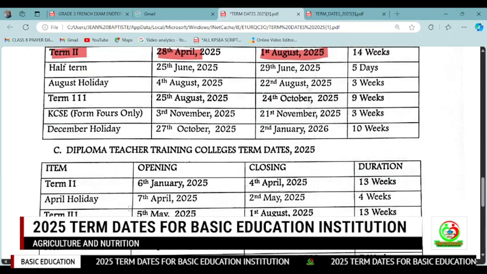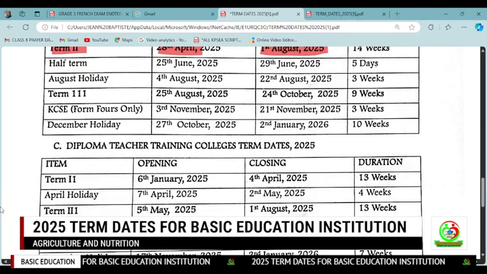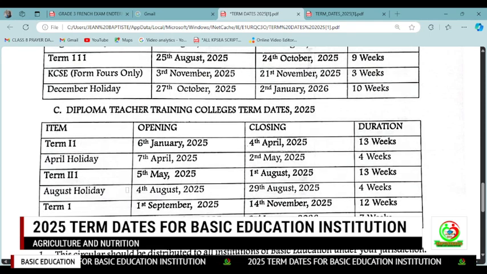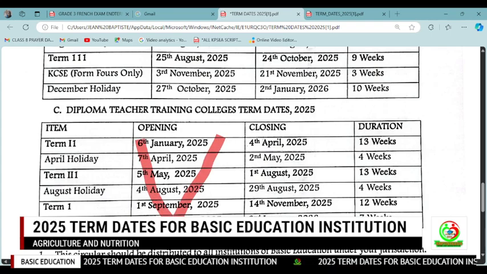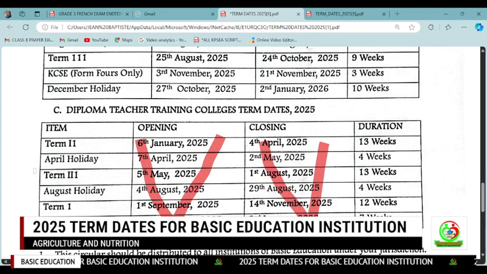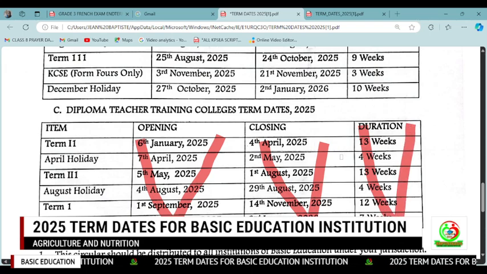Maybe let's look at the diploma teacher training college dates. They are all the same. What they don't have is the half term, but the rest are the same dates. When you look at them this way, you can see you have 13 weeks, and 7 weeks for the December holiday.